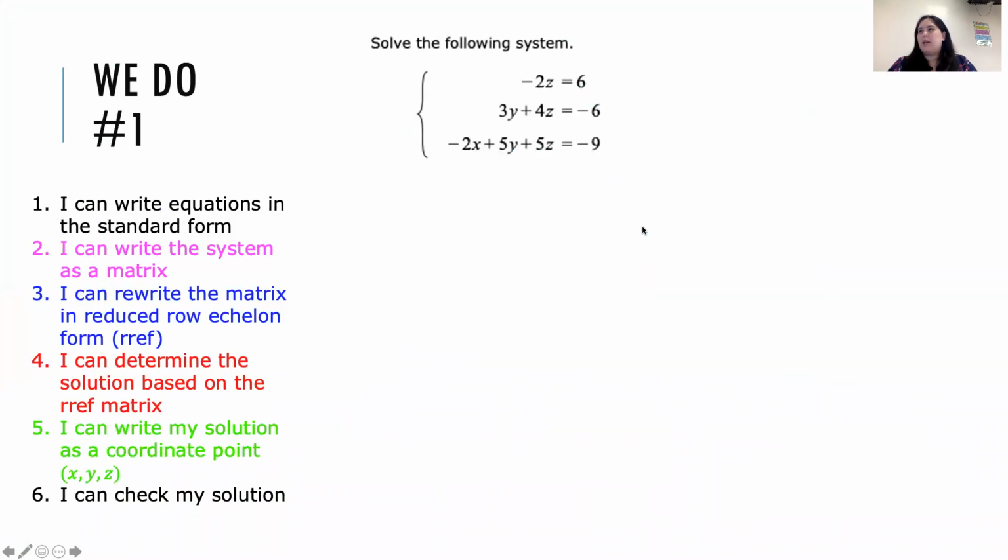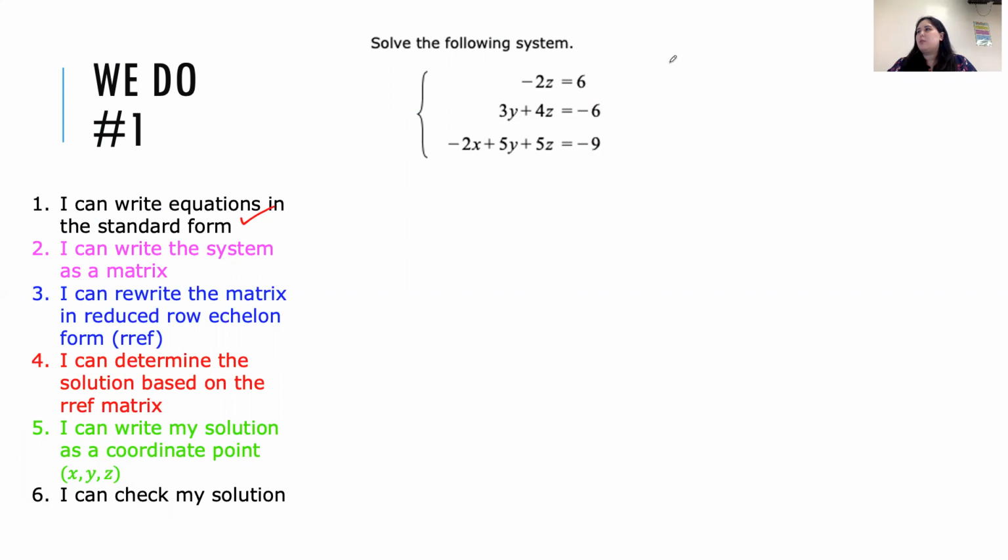So let's go ahead. The first one we're going to take a look at is solve the system given. So we have a couple steps. I can write the equations in standard form. I don't need to worry about that. It's taken care of for me, so that is done already. So we're just going to check. Next is I can write the system as a matrix. So that is what we're going to actually start with. Step 1's not always done for you. Sometimes you have to manipulate things, but it is, so we're starting at step 2.